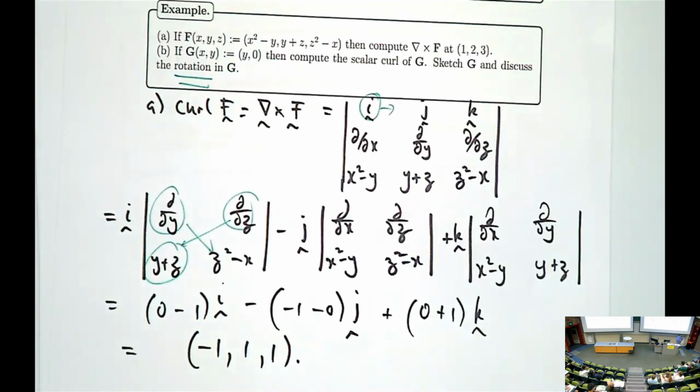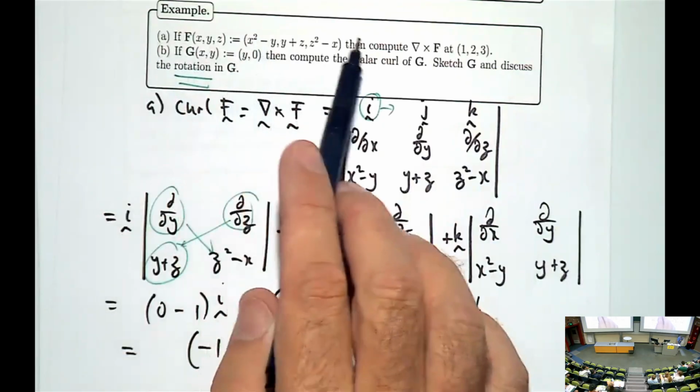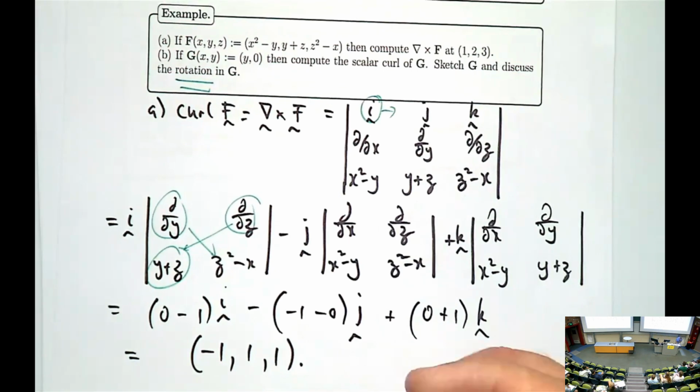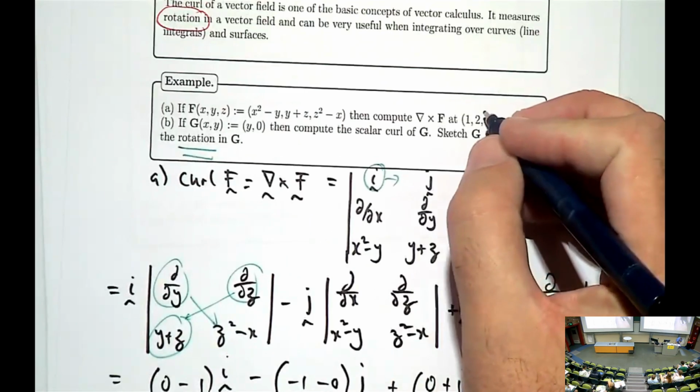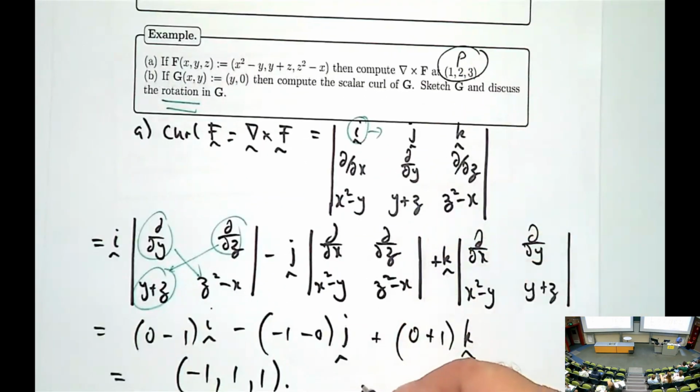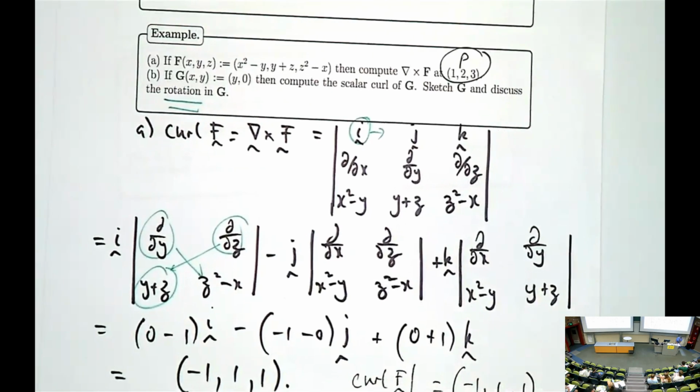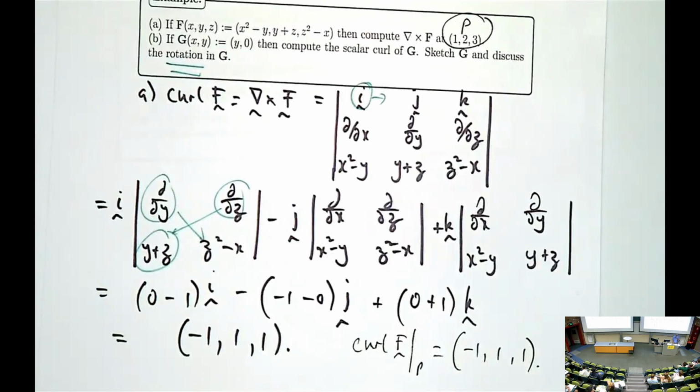Now, last part of question part A is, here's our crazy vector field, compute the curl at this point. So what do you notice about our answer? It's a vector, but does the vector change? It's a constant vector. So it doesn't matter which point we're at, the curl is always the same. So if I was to finish off this question, it'd be something like, let's call this P, curl of F at P is just the same vector. Okay, nothing fancy.